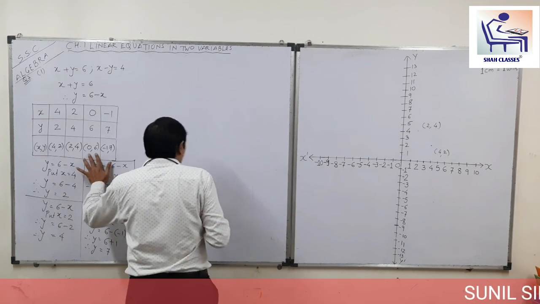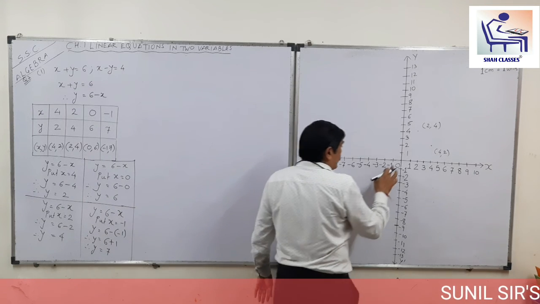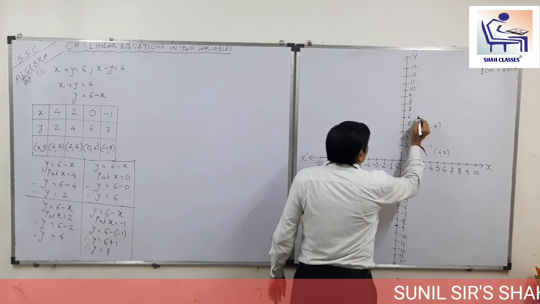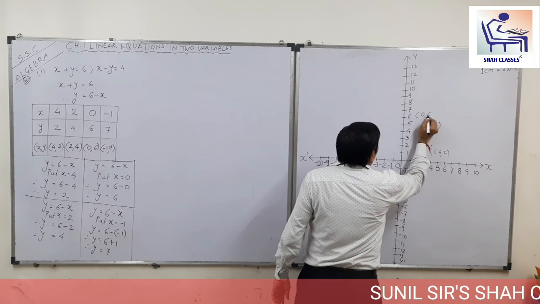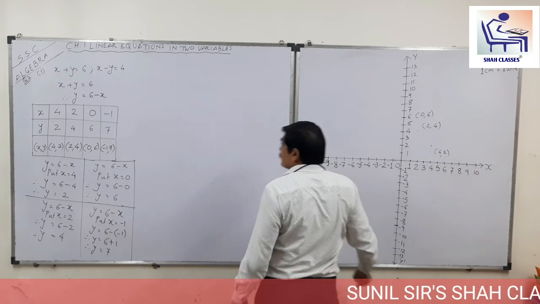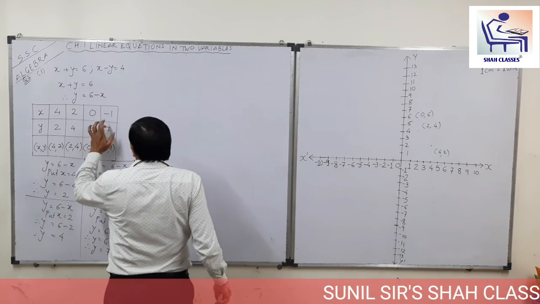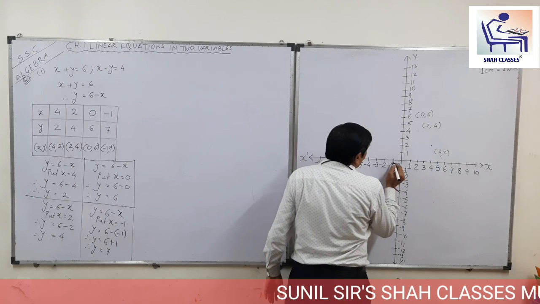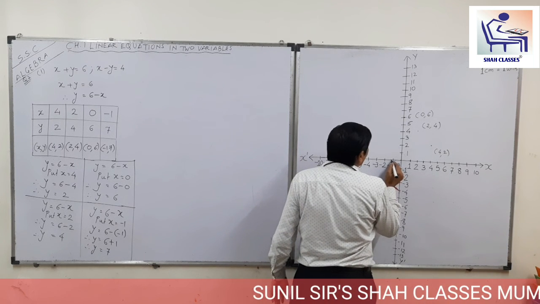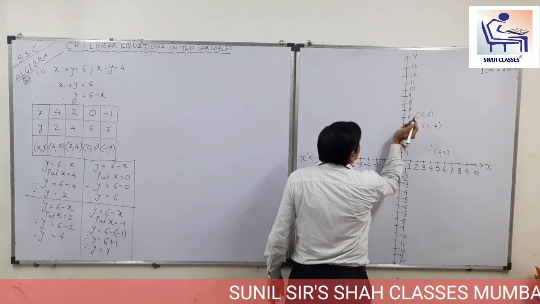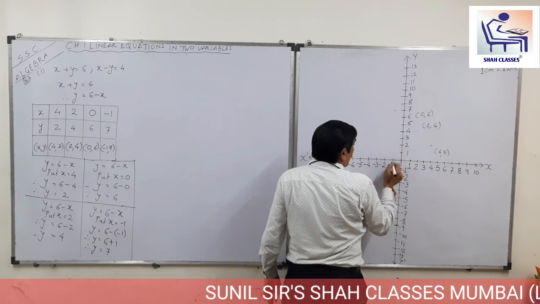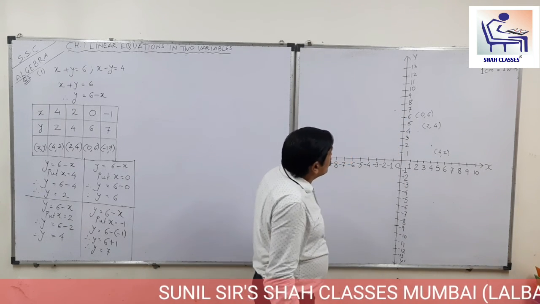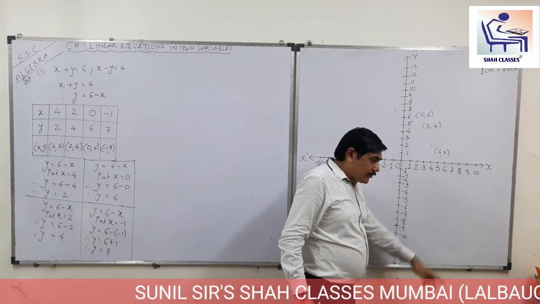Now 0, 6. So on the x-axis 0 and on the y-axis 6. So here you got the point as 0, 6. And minus 1, 7. So this one is your minus 1 on the x-axis and on the y-axis 7. So we got this point as minus 1, 7. Now we have to join all these points.